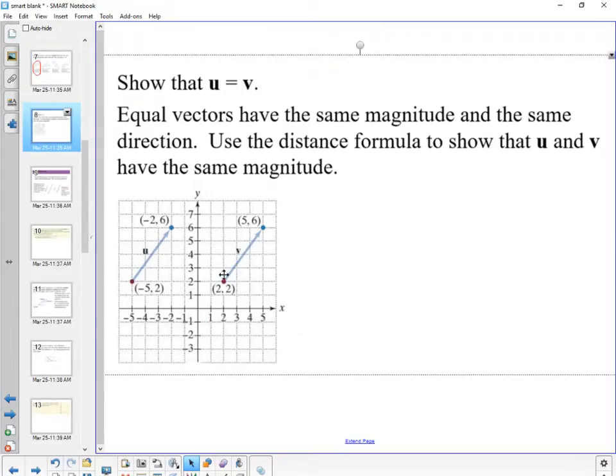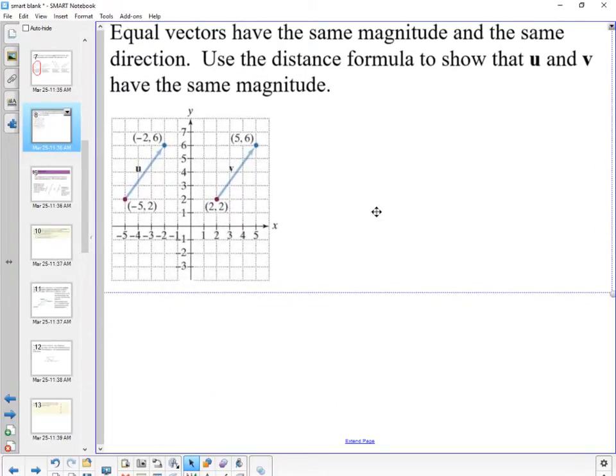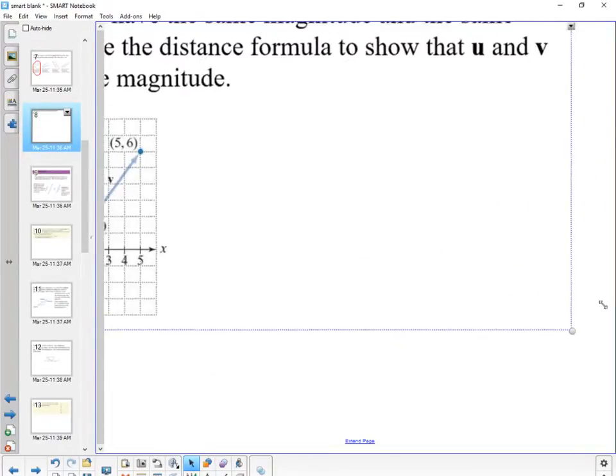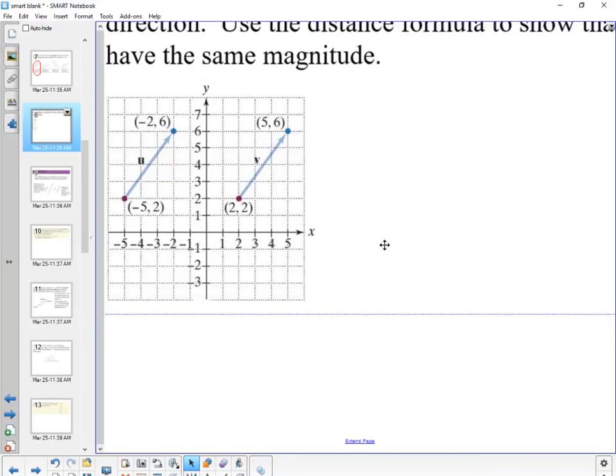Okay, I've got two different vectors here. I thought it was going to be bigger than I see. Can you guys see the coordinates okay back there? Okay, cool. So we want to just show that these two are equal. How can we do that?